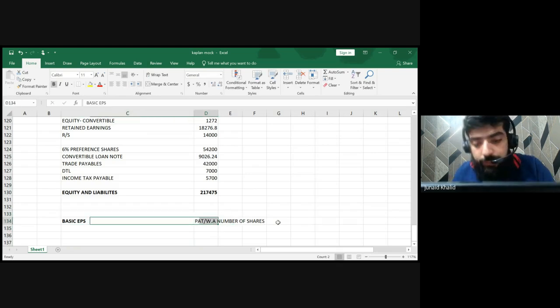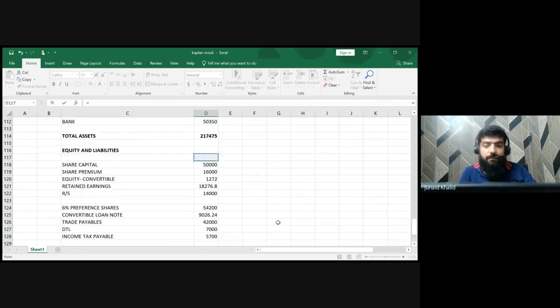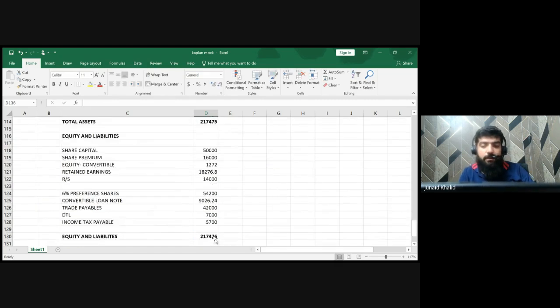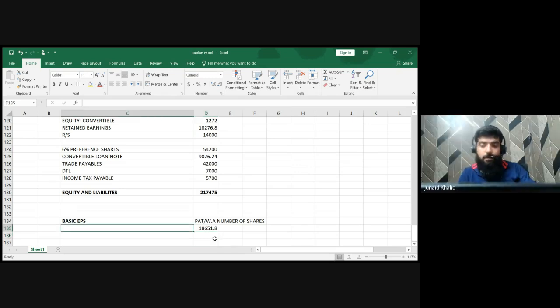For diluted, we add interest and deduct income tax. Are you getting the point? Yeah. So this is a simple formula: profit after tax divided by weighted average. And profit after tax that we have already calculated is 18651, right? Yeah. Now this is the profit after tax. Now we need the average number of shares.